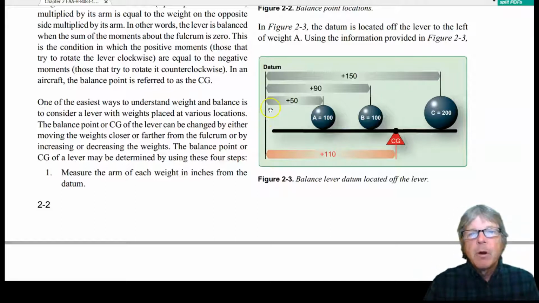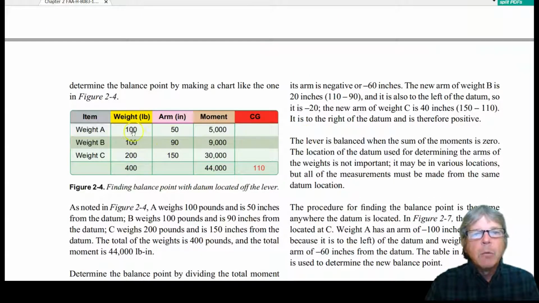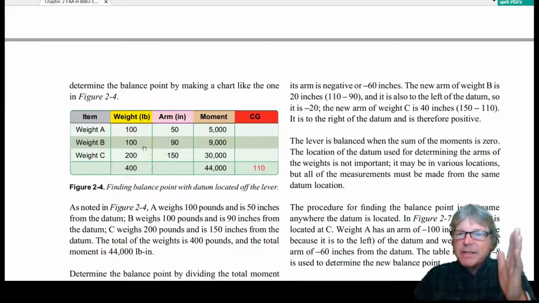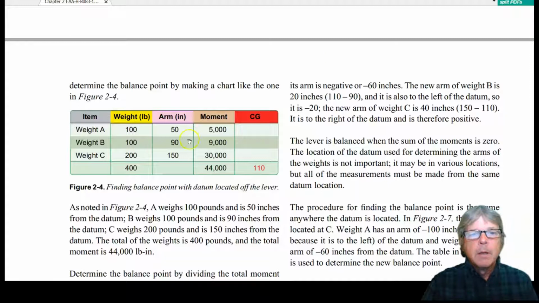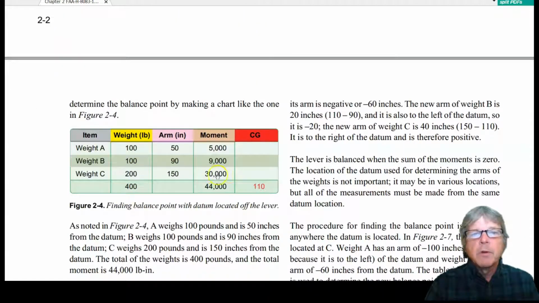So we put the datum all the way to the left, and the first ball is at 50, so that's 50 times 100, weight times arm, which is 5,000. Here's our chart. Weight A was 100 times 50. That's 5,000, the product, the moment. Weight B is 100 times 90, which is 9,000. This is how we load an airplane. As we put passengers in different seats, they're sitting at different places on the airplane, so we're going to find the balance point. Weight C is 200, and 200 times 150 is 30,000.